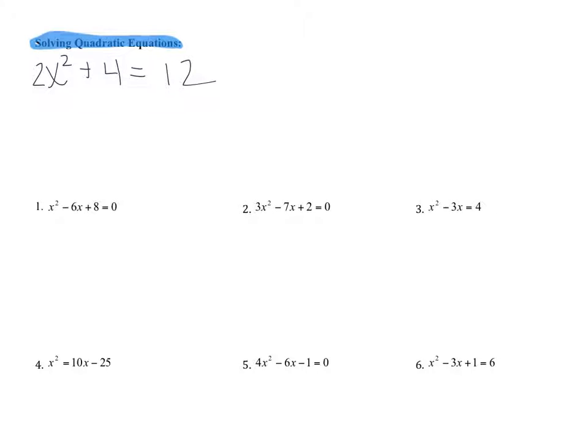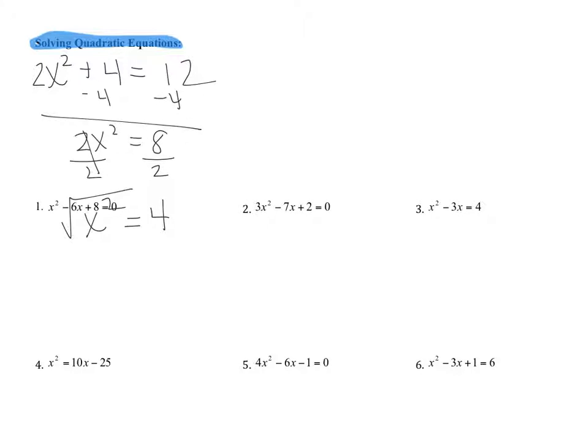So let's review. I want to get x by itself. So what am I going to do first? Well, I'm going to subtract 4 on both sides. So I have 2x squared equals 8. So now what am I going to do to get x by itself? I'm going to divide by 2. So I have x squared equals 4. So now, how do I undo a square? I square root. So x equals 2. And I'm done.